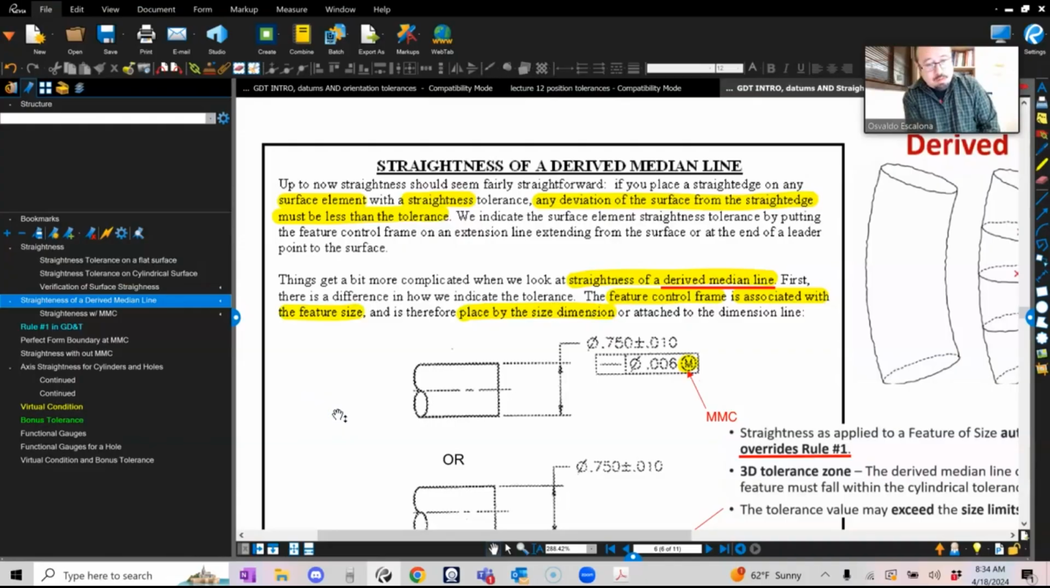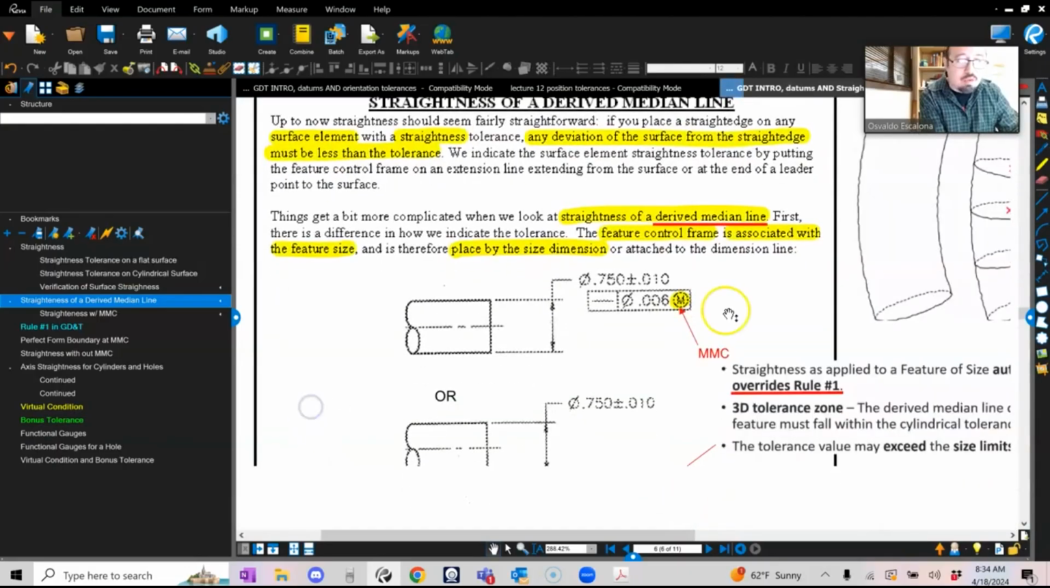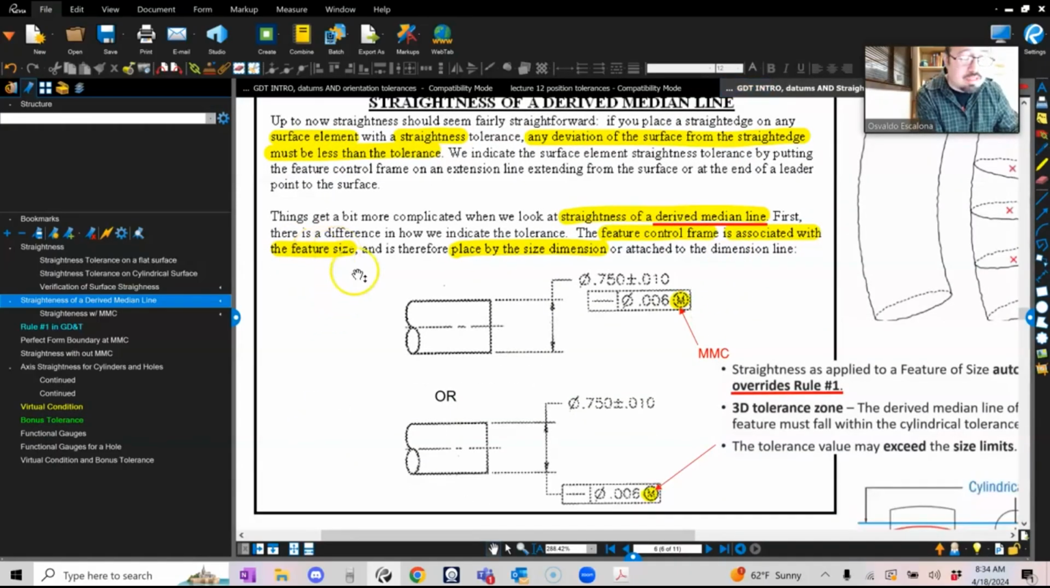Things get a little bit more complicated when we look at straightness of a derived median line. First, there is a difference in how we indicate the tolerance. The feature control frame is associated with the feature of size. Therefore, you need to put it on a size dimension. Also, it has a little M, right? And we will talk about M in not too long. What does it mean when you put an M on a feature control frame?